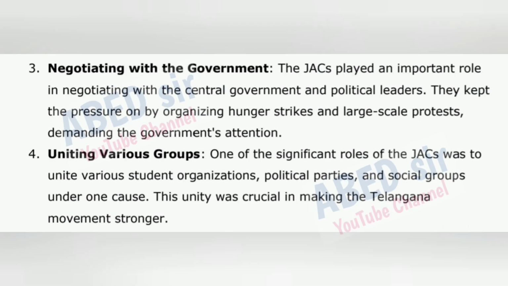3. Negotiating with the government. The JACs played an important role in negotiating with the central government and political leaders. They kept the pressure on by organizing hunger strikes and large-scale protests, demanding the government's attention.